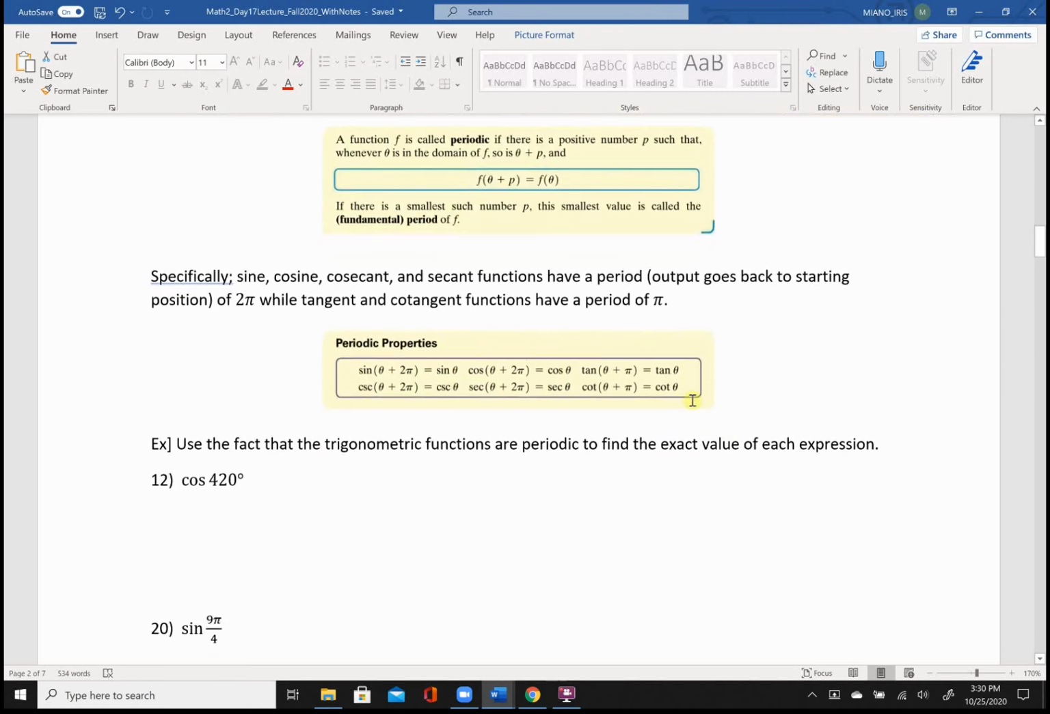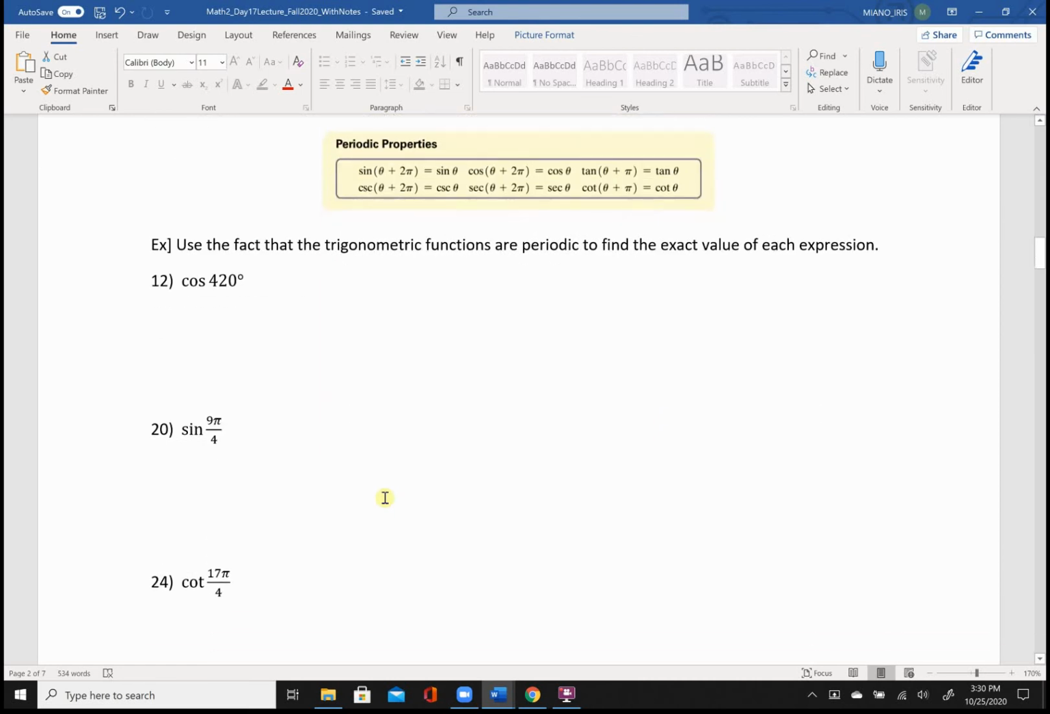Okay, so now all 6 trigonometric functions are periodic, but they don't all have the same period. So notice that sine, cosine, cosecant, and secant all have the same period of 2 pi, okay? While tangent and cotangent have a period of just pi. So we'll talk about that more specifically a little later when we get into graphing these things. It'll be a lot more evident what we mean by periods of 2 pi versus period of pi, okay?